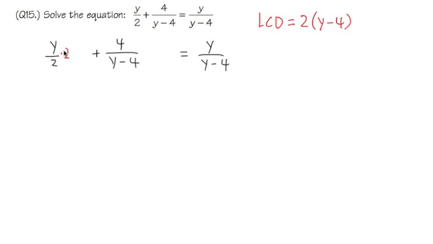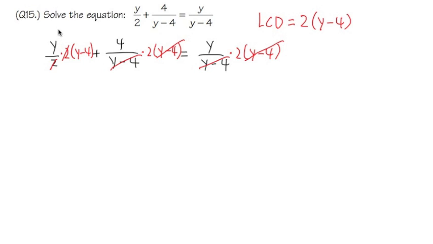Let's multiply the first part with 2 times y minus 4. The second part, 2 times y minus 4. And likewise for this part right here, let's multiply 2 times y minus 4. And as you can see, this 2 and that 2 will cancel, and this y minus 4 and that y minus 4 will cancel, and this y minus 4 will cancel out with that y minus 4.